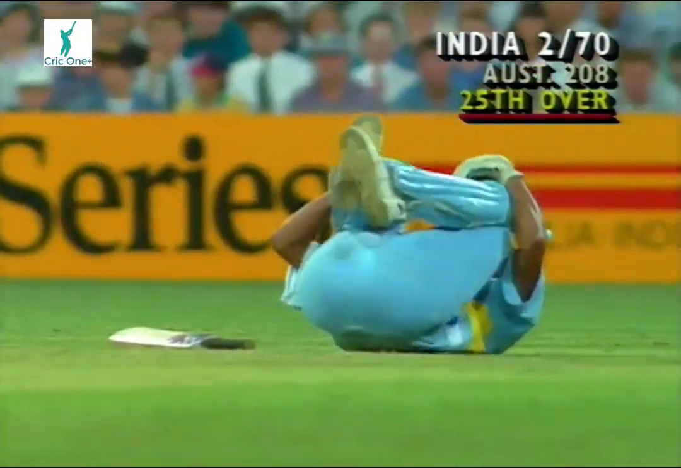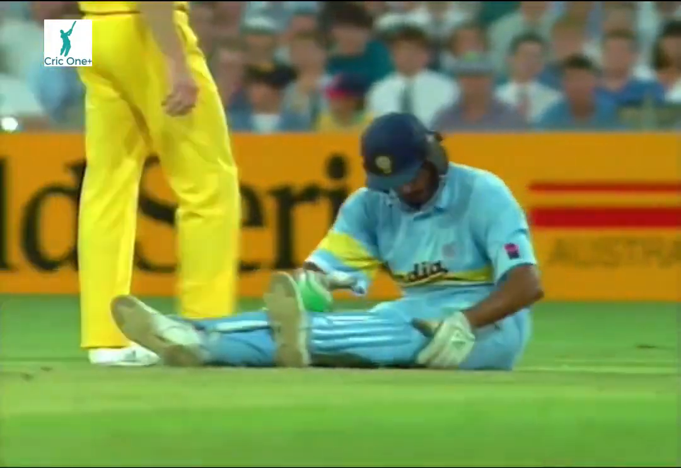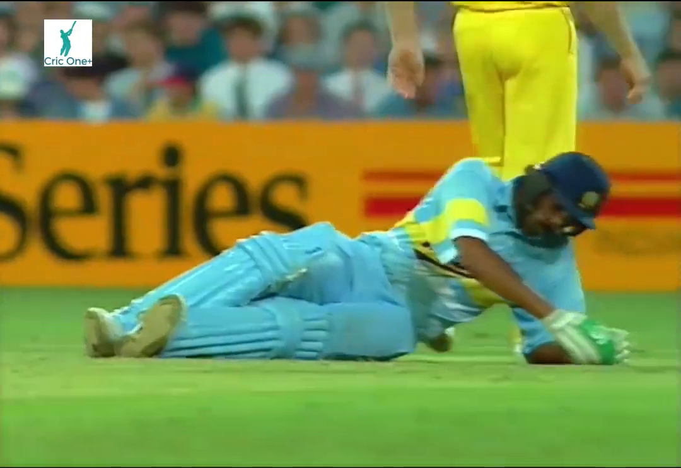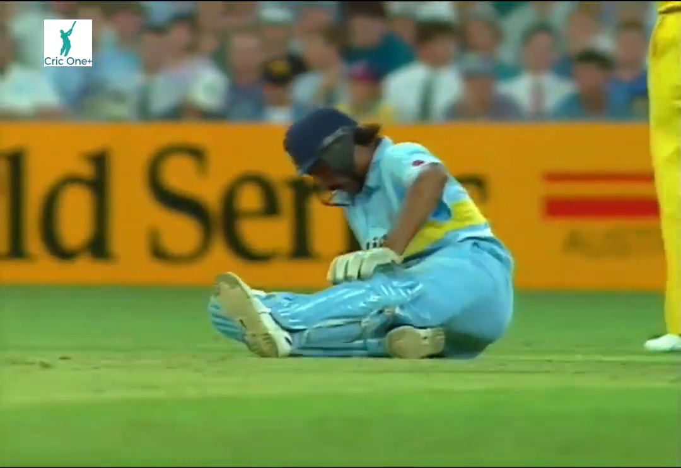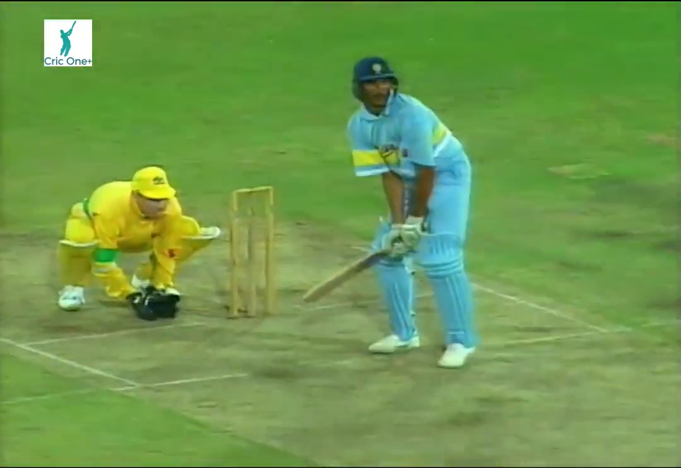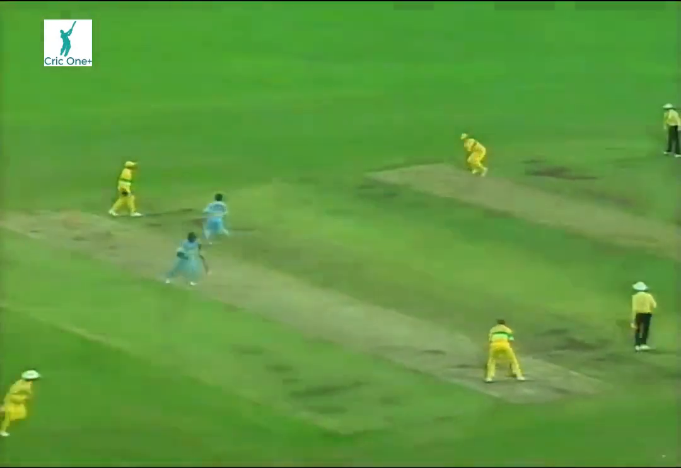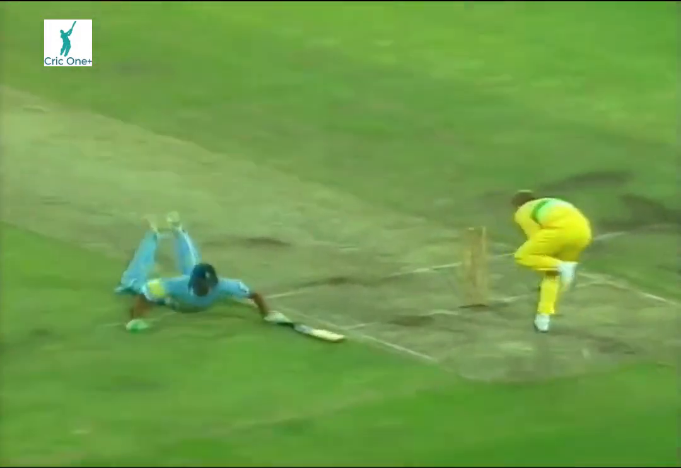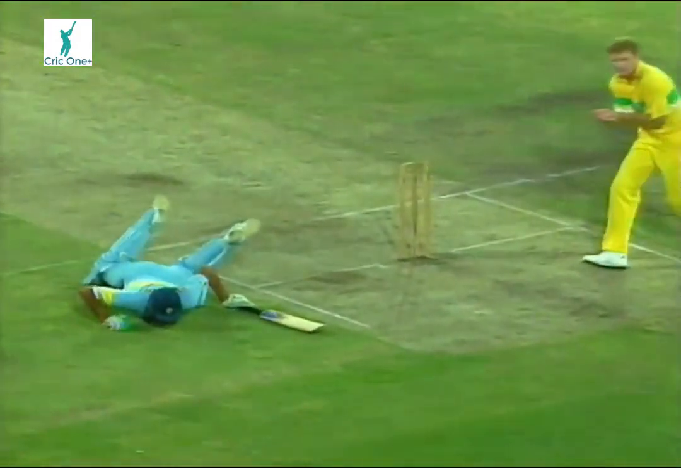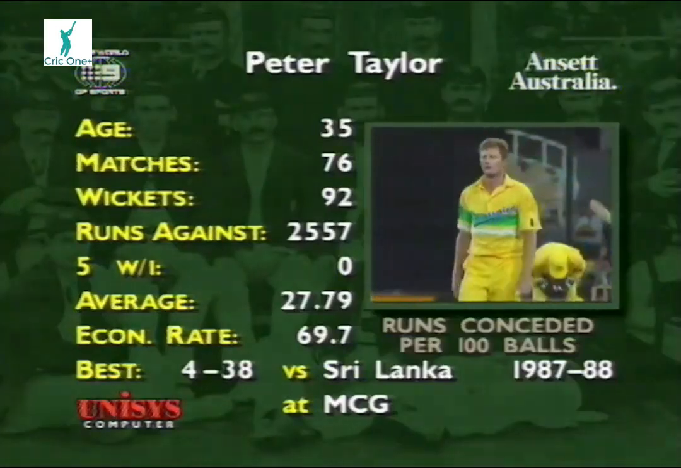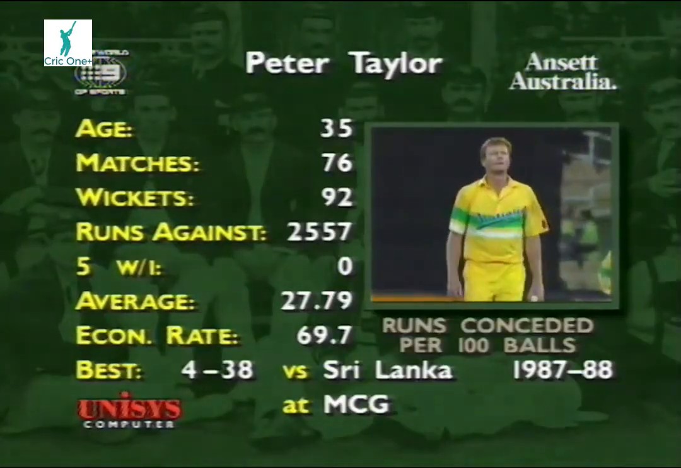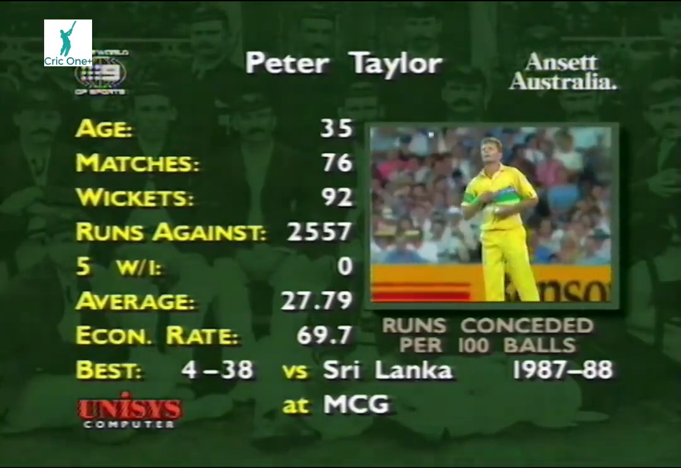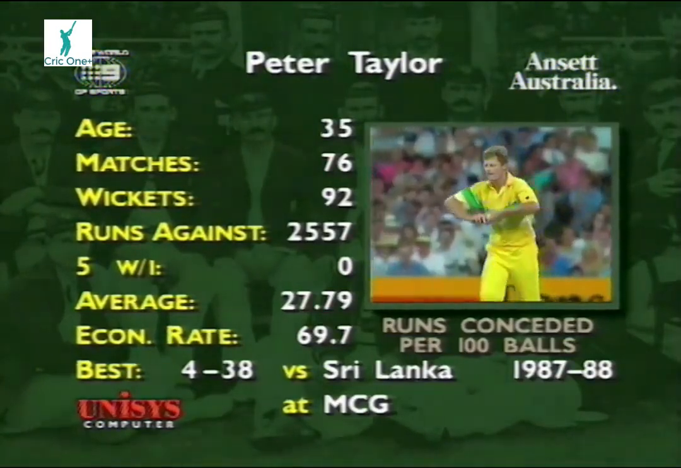Oh, if he hits this, he'll be out. No, he hasn't. Poor old Ravi. Well, he's dived to get back home there. Watch this. Would he have made it if he'd hit? No way. He was out. Just 8 short of taking 100 wickets in one-day internationals. Economy rate of 69.7 per 100 balls.